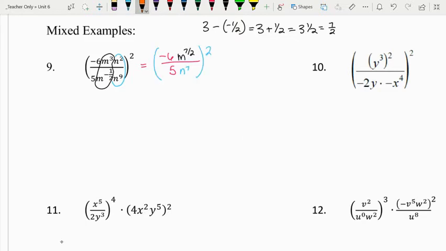So now I'm going to deal with using these squared. So negative 6 squared is 36. If you take 7 halves times 2 over 1, that would end up giving me 7. So that's m to the 7th. 5 squared is 25, and n to the 7th squared becomes n to the 14th.